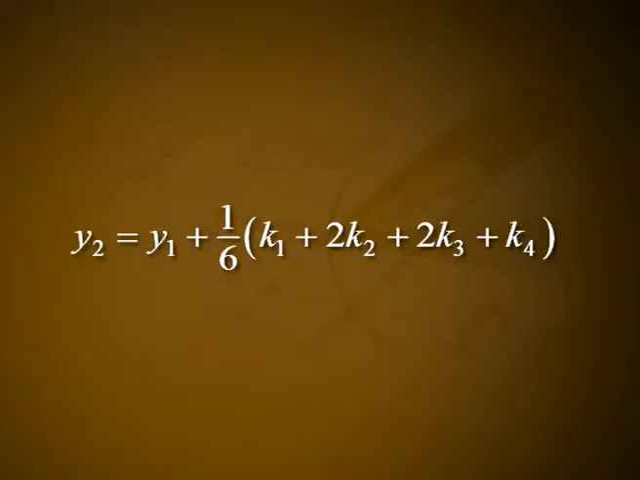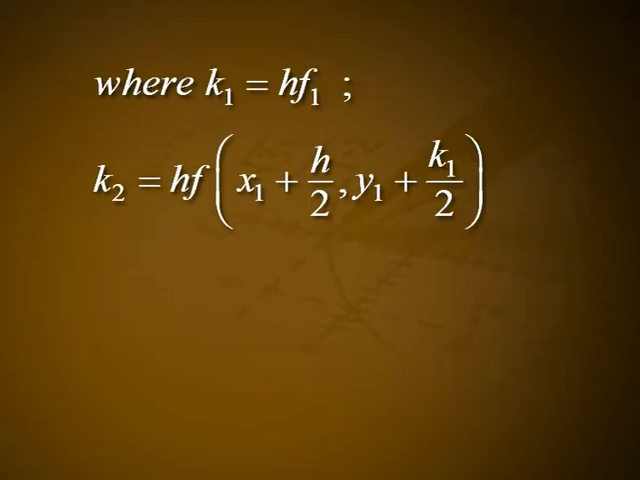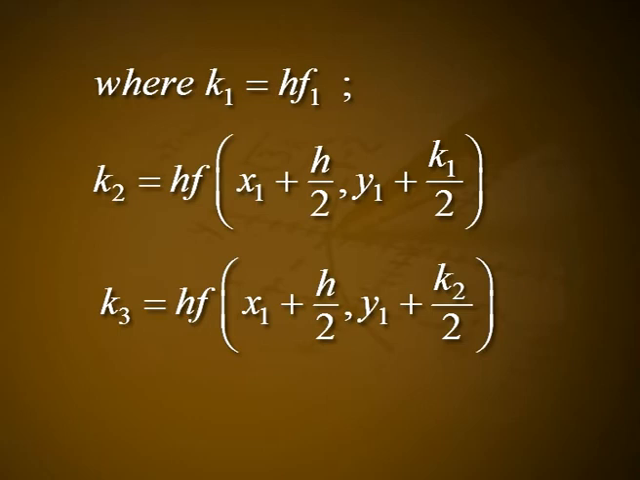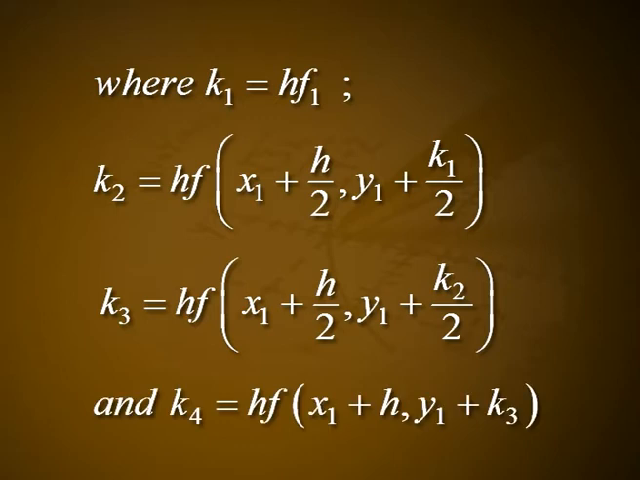Corresponding y2 is obtained by y2 equal to y1 plus 1 by 6 into (k1 plus 2 k2 plus 2 k3 plus k4), where k1 equal to h into f1, k2 equal to h into f of (x1 plus h by 2, y1 plus k1 by 2), k3 equal to h into f of (x1 plus h by 2, y1 plus k2 by 2), and k4 equal to h into f of (x1 plus h, y1 plus k3).